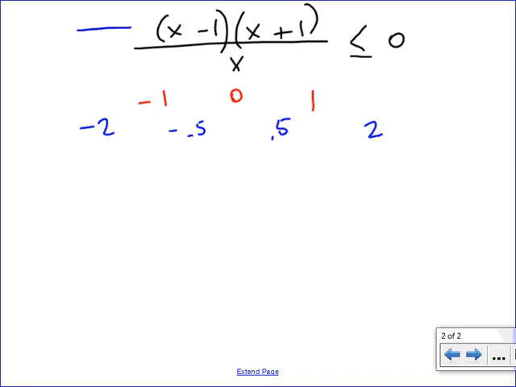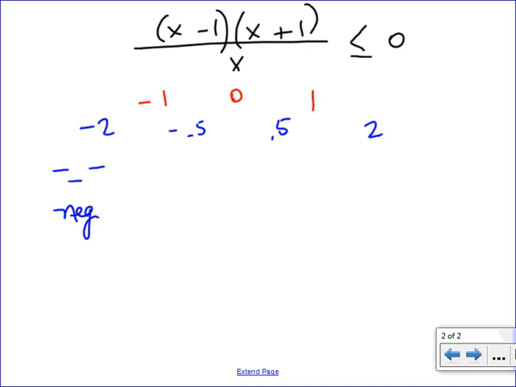Plugging negative 2 in here yields a negative. Plugging negative 2 right there also gives me a negative, and plugging a negative in my denominator gives me yet another negative. 3 negatives give me a negative.